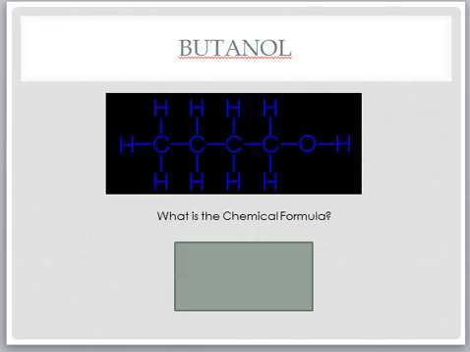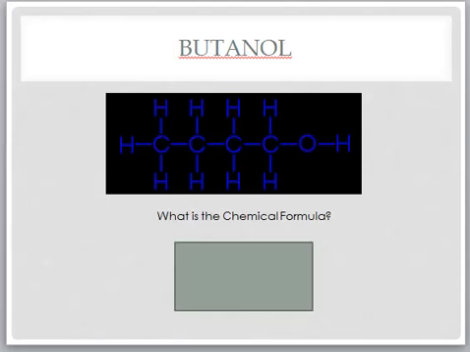The first one we're going to look at is butanol. So what is the chemical formula for butanol? We all know what that is, right? Here's our structural formula. This is how these atoms bind with each other, okay? You can see there are carbon atoms, hydrogen atoms, and oxygen atoms.